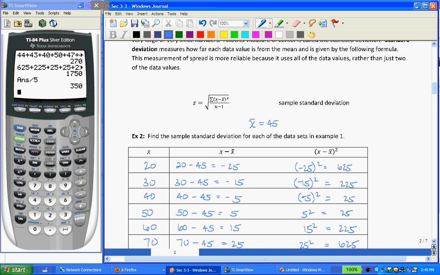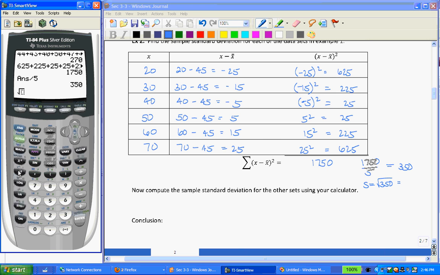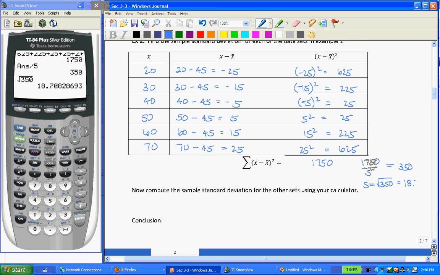Okay, so our formula, we subtracted the mean from each value, we squared those, we summed them all up, we divided by n minus 1, and the very last thing we need to do is take the square root. So the sample standard deviation will be the square root of 350. So second square root, which is above your x squared key. And that gives us 18.71, rounded to the second decimal place. Okay, so that's quite a lot of work doing it by hand. So let's go ahead and use our stat function in our calculator to do it for the other few sets.